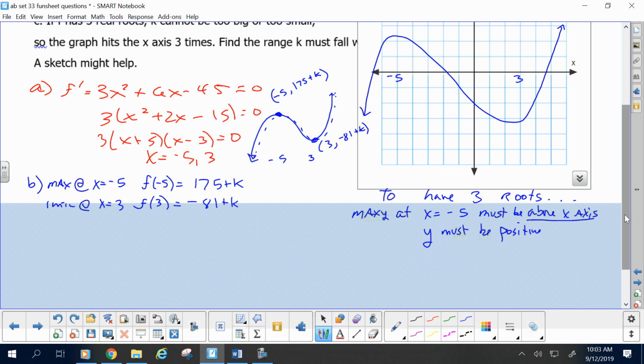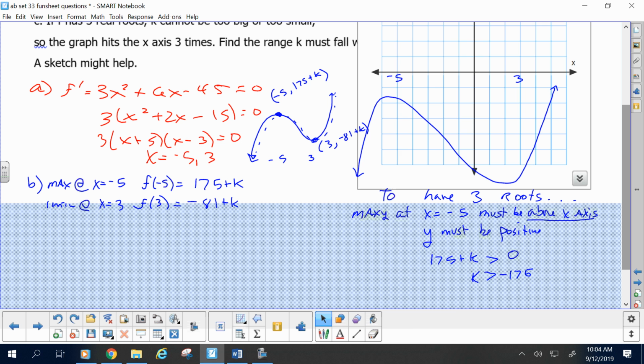Part B? 175 plus k must be greater than 0, so k must be greater than negative 175. The y-intercept can't be too low, or else my root is ruined. So there's a bottom floor here where it can't get below that. That's what I just found.